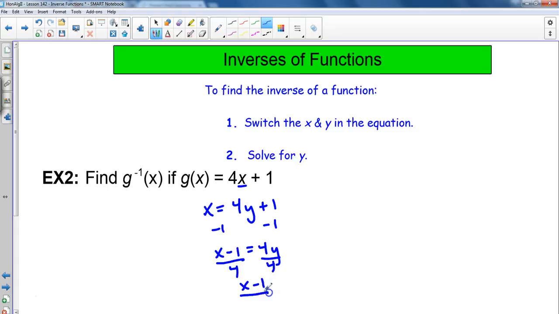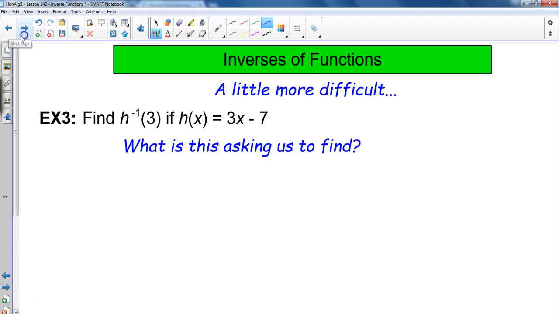So I'm left with this function, x minus 1 divided by 4 equals, and technically that's equal to y, but we know that this is not f, it's g. We know that this is g inverse because it undoes whatever g did. And that's it.